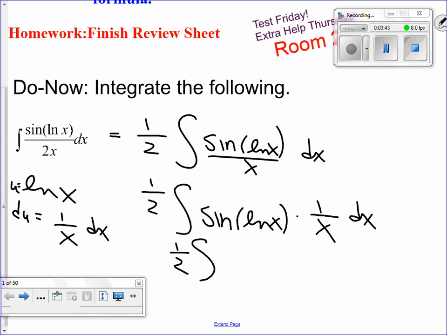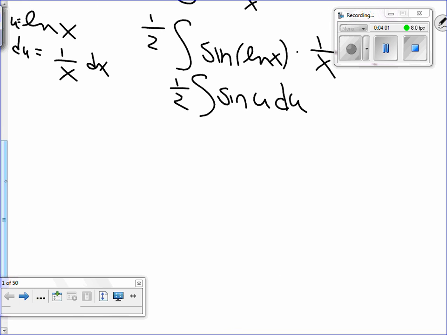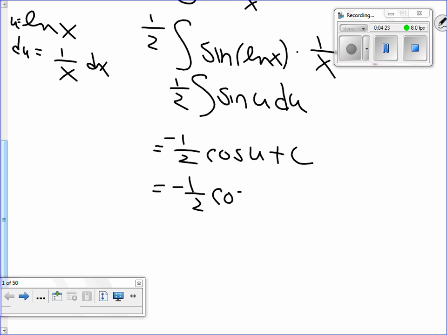And when we rewrite it, it's the 1/2 the antiderivative of, no, that's taking antiderivative, we're just going to rewrite it first. Sine of u, and the rest of that is just du. Okay, now you just got to know, is the antiderivative of sine cosine or negative cosine? Negative cosine. So we get negative 1/2 cosine of u plus c, or negative 1/2 cosine of the ln of x plus c.